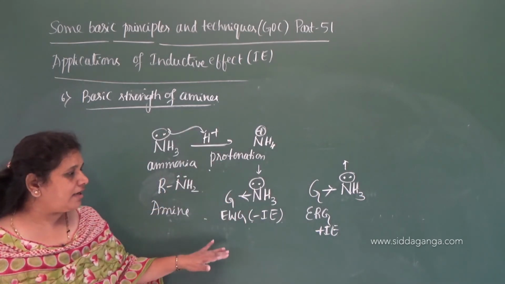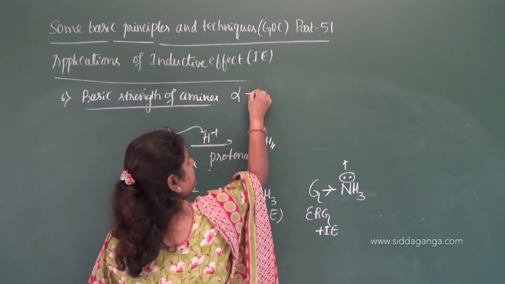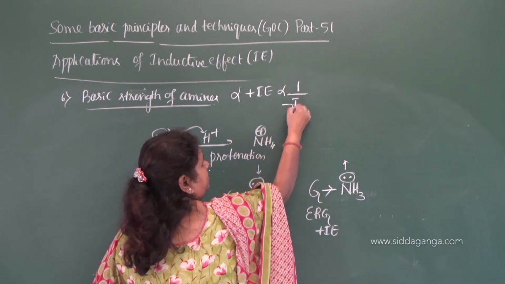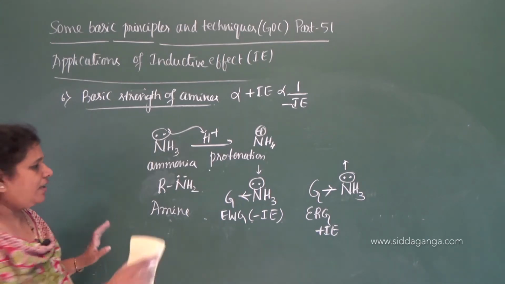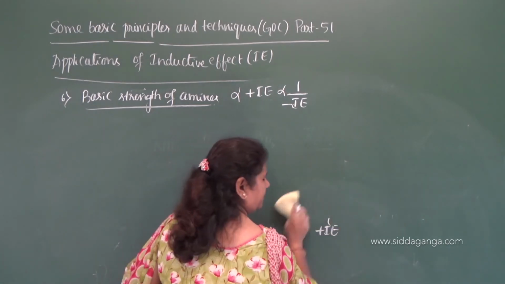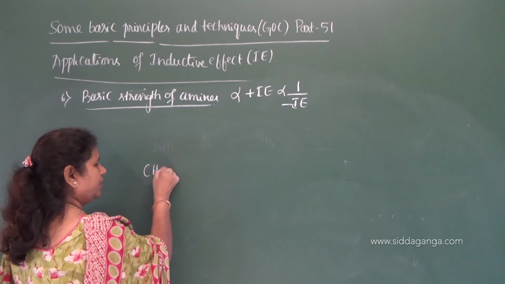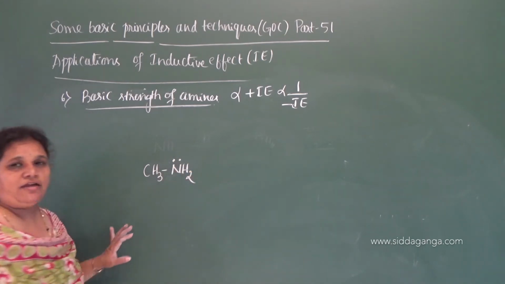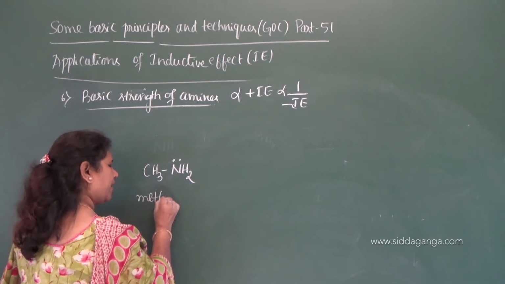Then what is the conclusion here? Basic strength of ammonia and amines is directly proportional to positive inductive effect, whereas inversely proportional to negative inductive effect. So for that, let me give an example here. Consider the example CH3 group. If it is attached to one of the hydrogen atoms of ammonia, if it is replaced by a methyl group, then it becomes methylamine.